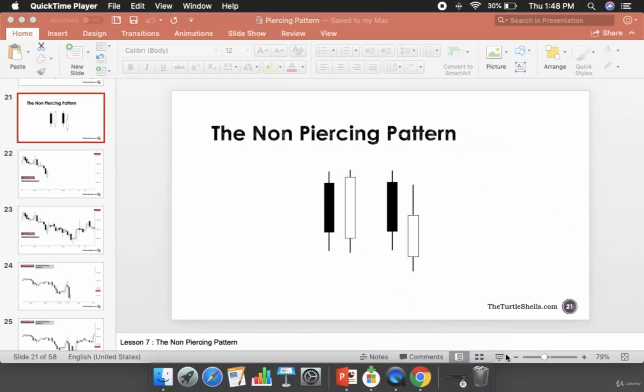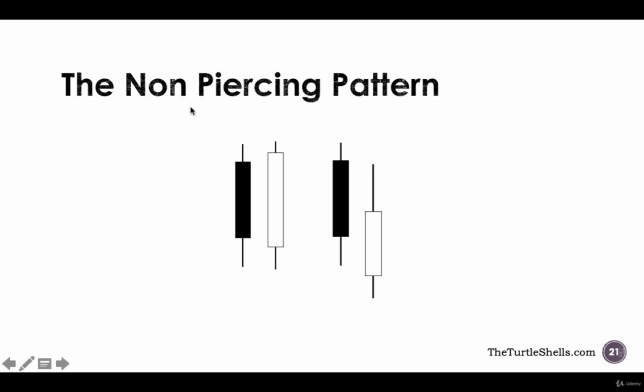Alright, now let us have a look at the non-piercing patterns, which means patterns which are not piercing patterns. So assume that both of these patterns are appearing after a downtrend. Okay. So what is this? This is not a piercing pattern because it is a bullish engulfing pattern.